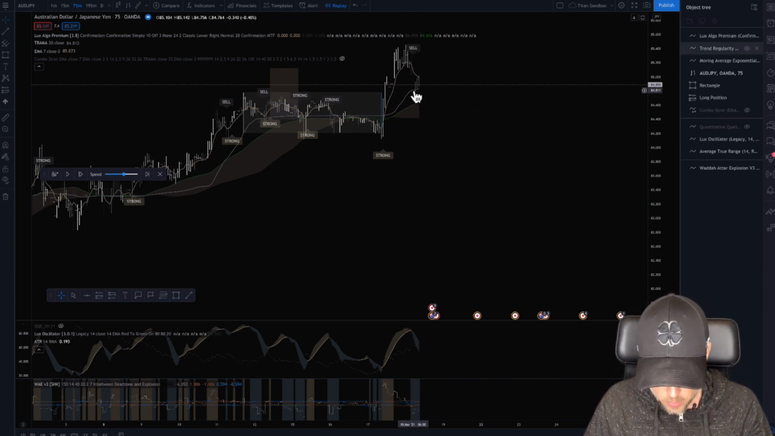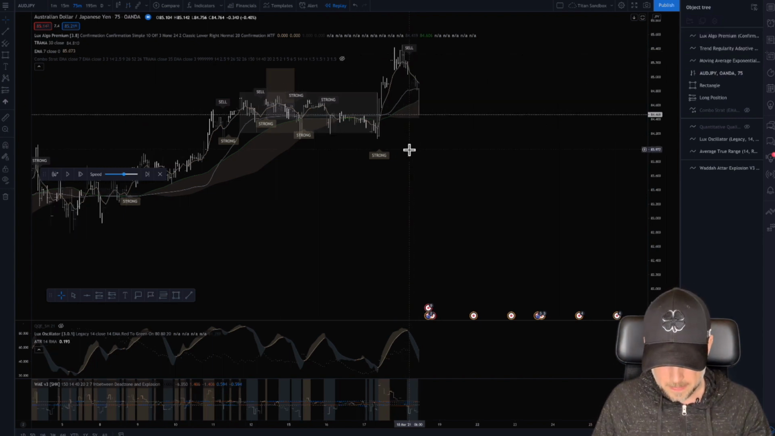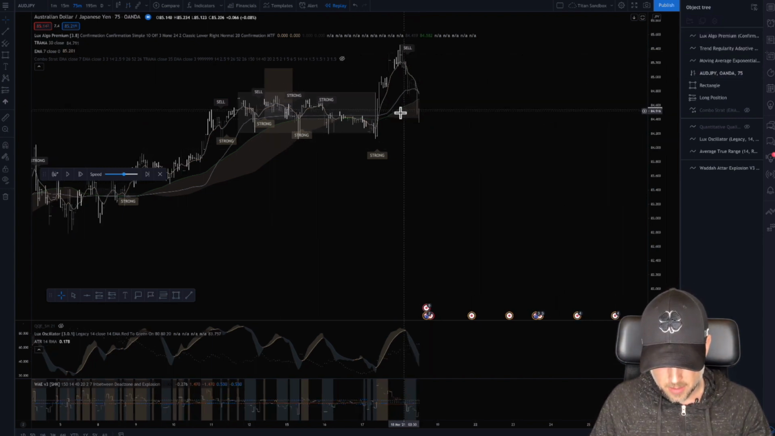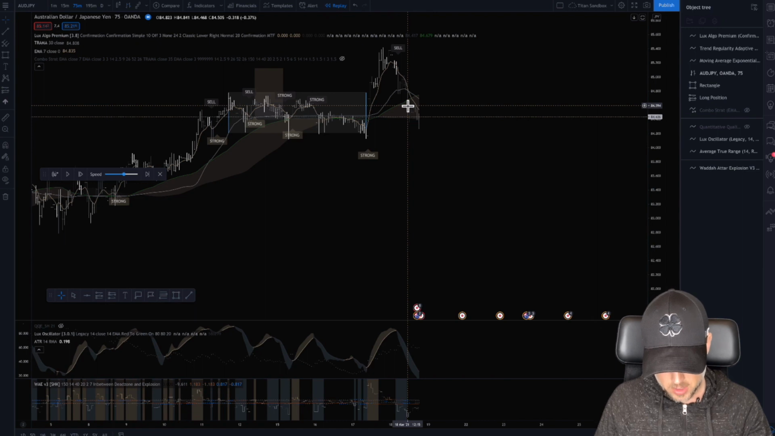Here we have it coming down. We've crossed the EMA, but this is just a sell signal. It's not strong, so we're not going to take that. Oh, look at that. I think I missed. That would have been nice to take, but I don't have the strong confirmation, so I'm not going to take it. There's still no.